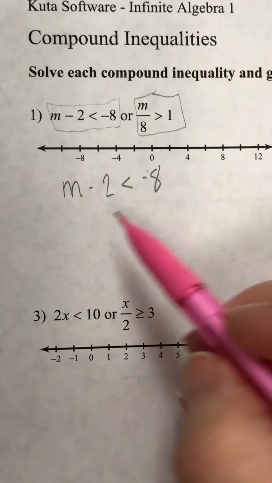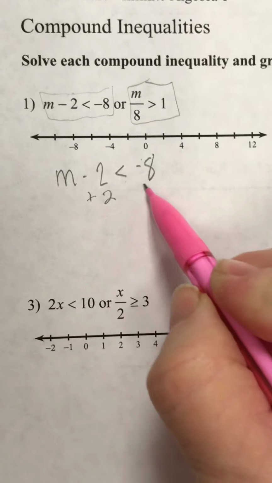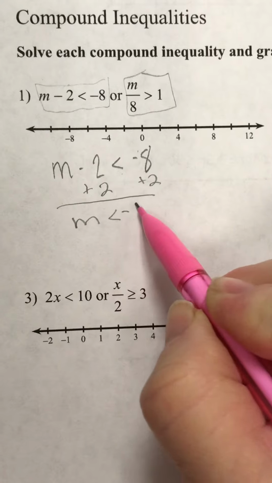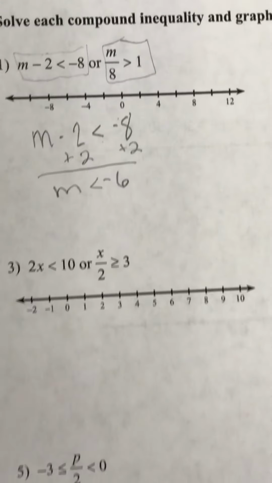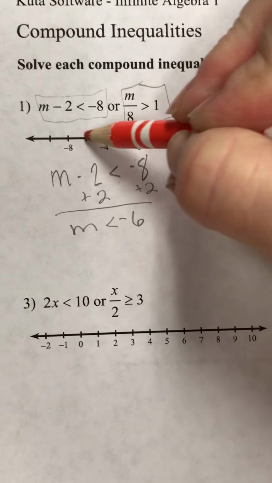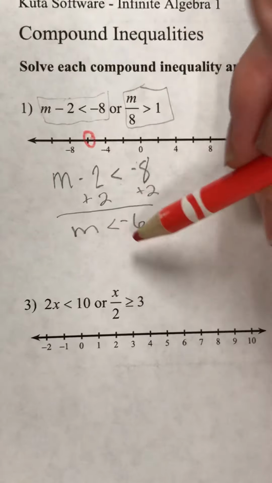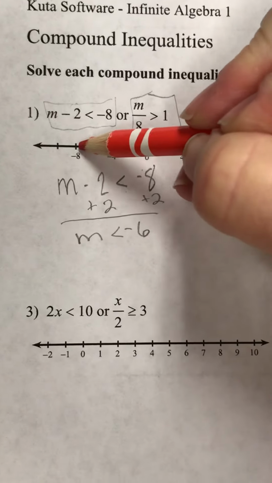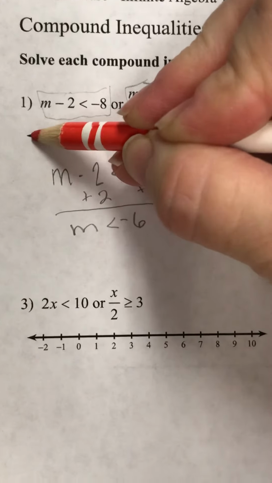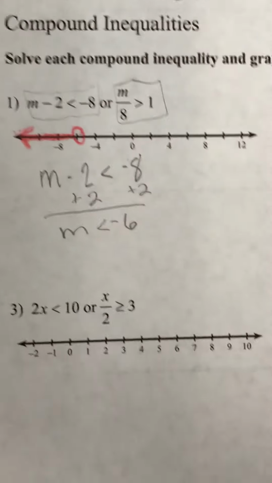Okay, so m minus 2 is less than negative 8. So we would add 2 to both sides. And that tells us that m is less than negative 6. Okay, well, if m is less than negative 6, we make a dot at negative 6, and it needs to be an open dot because there's no equal to sign. And then we shade in less than. Now that's going to keep going, and so it's really a ray, not a line segment.